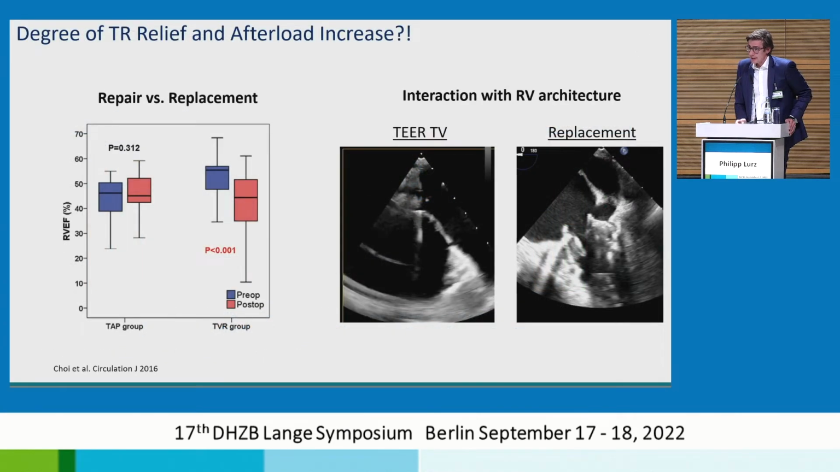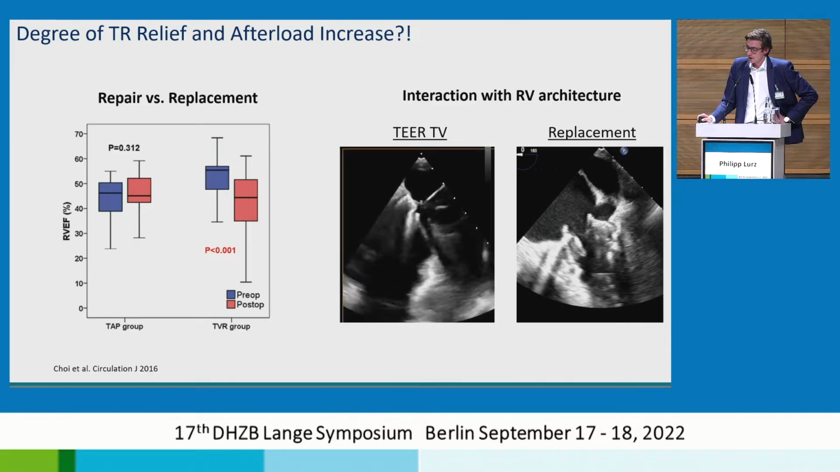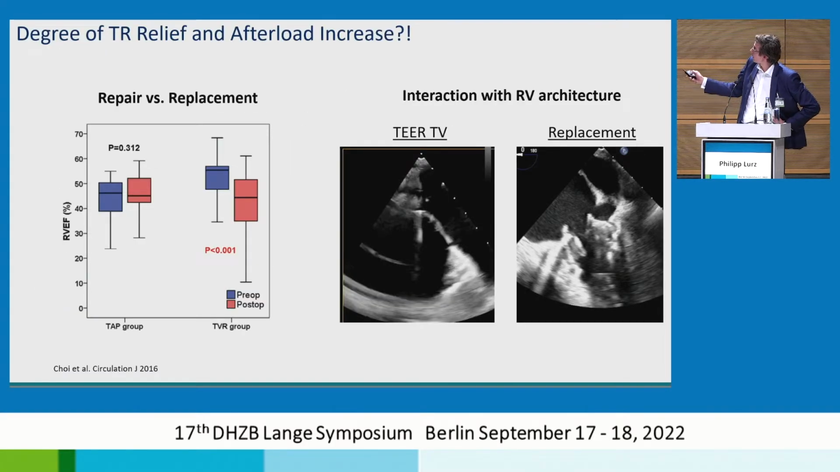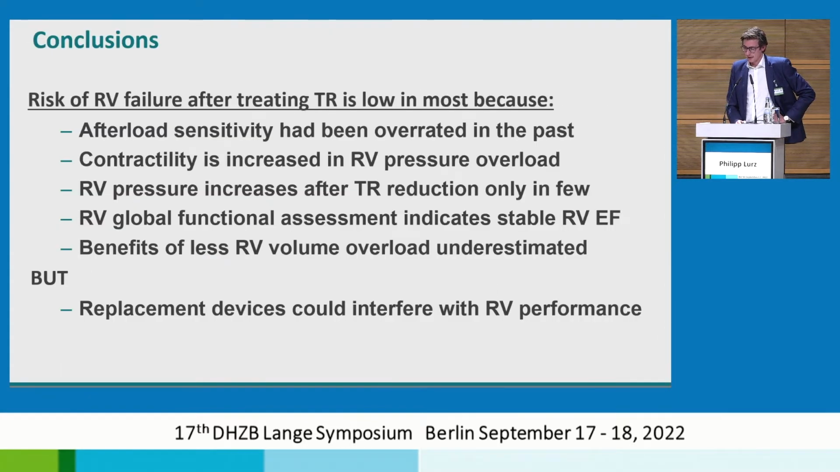And there is some data from surgery also showing that replacement reduces right ventricular ejection fraction, but repair does so very rarely. And the question is, is that due to the changes in right ventricular pathophysiology, in right ventricular loading conditions, or might it also be due to the fact that such a valve has a certain size, it certainly interacts with the RV myocardium, as compared to a repair where we only have a small clip not touching any of the right ventricular myocardium. So these are unanswered questions.